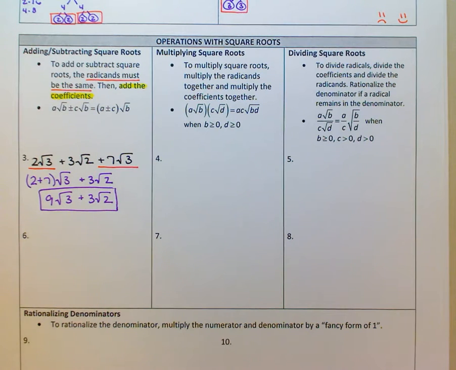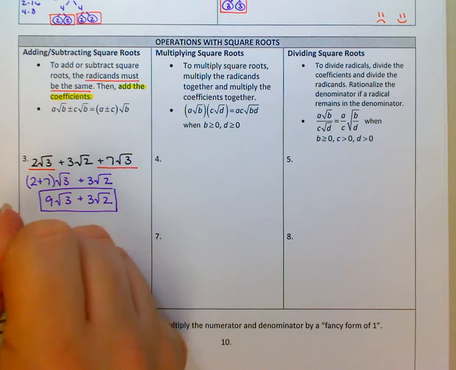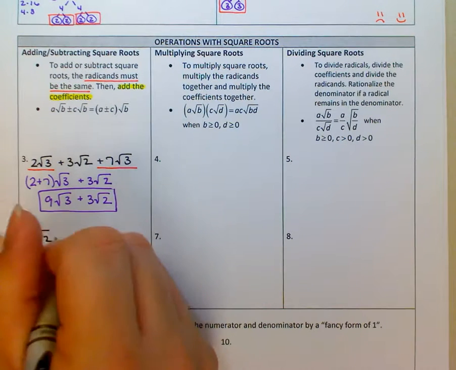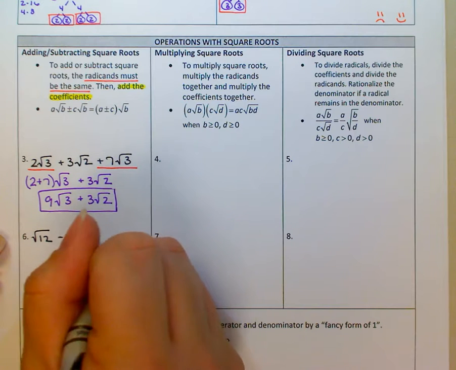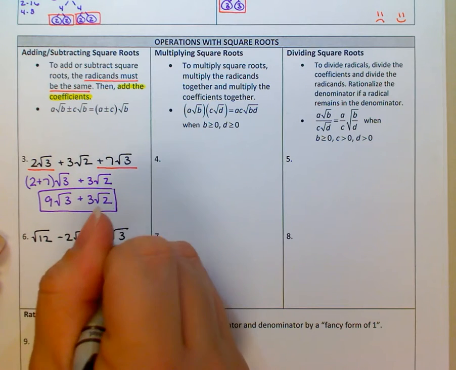So number 6, the square root of 12 minus 2 square root of 5 minus 5 square root of 3.